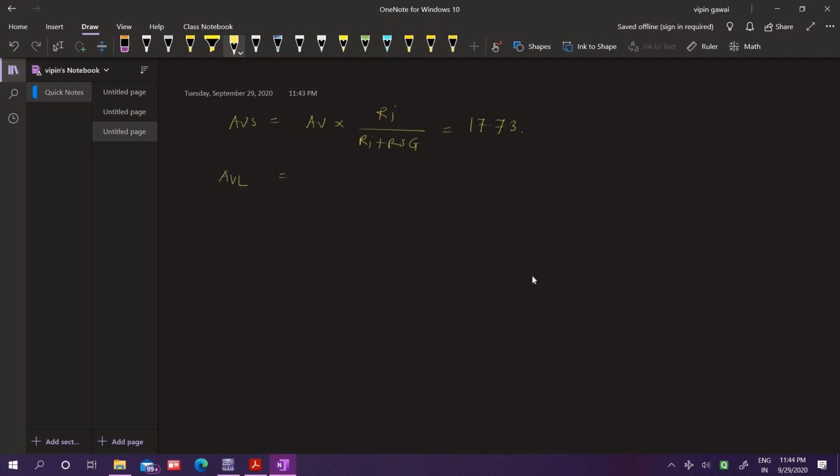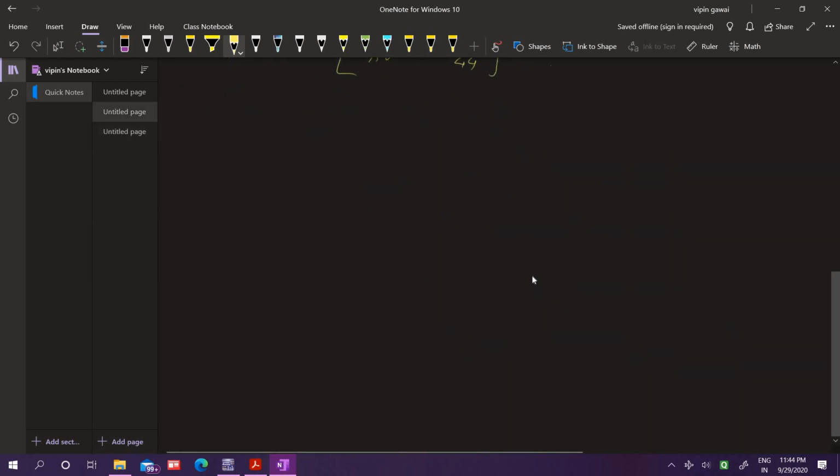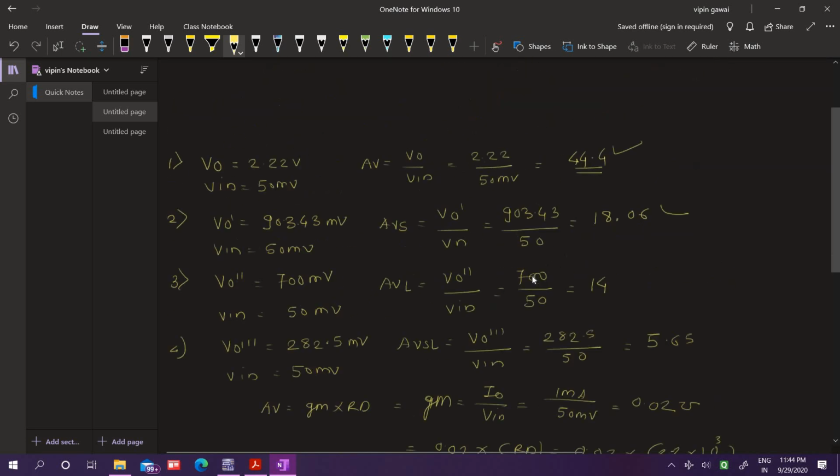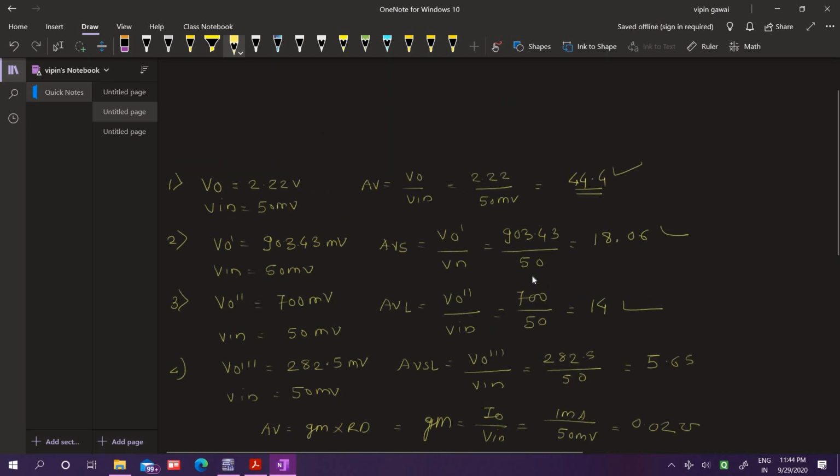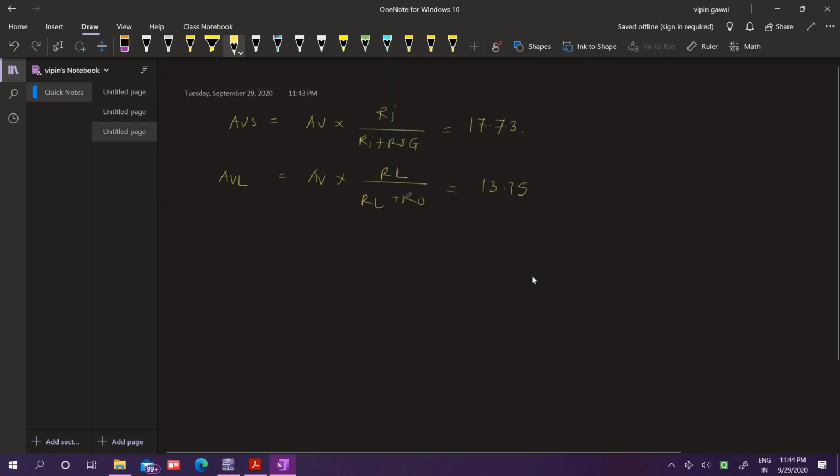Then AVL we have to find. Again the formula is AV into RL upon RL plus RD. This can be found as 13.75. Previously we found the value, which is 14, so again that value matches with our new theoretical value. So this is how we can correlate the practical calculation with the theoretical calculation. All the practical and theoretical calculations are matched.